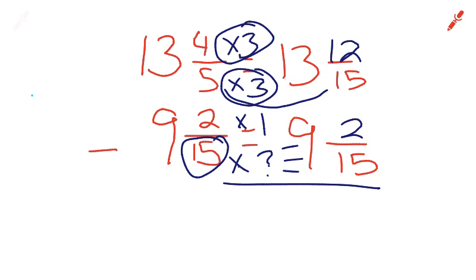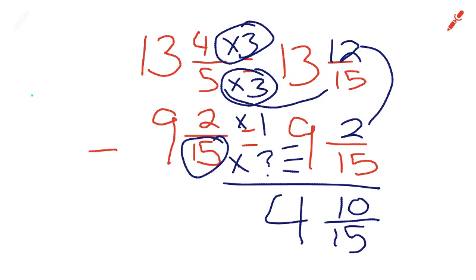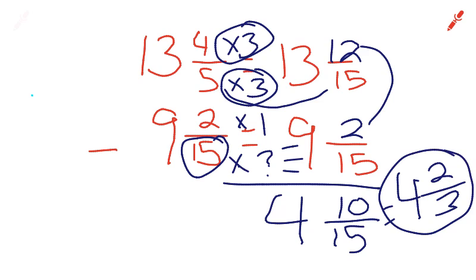Now we can subtract. 12 minus the 2, we get 10 over 15. 13 minus 9, we get 4. We're all done. So we got 4 and 10/15. Are we done? No, because we have to reduce this. 5 will go into both 10 and 15. 5 will go into 10 2 times. 5 will go into 15 3 times. Now we're done. 4 and 2/3.